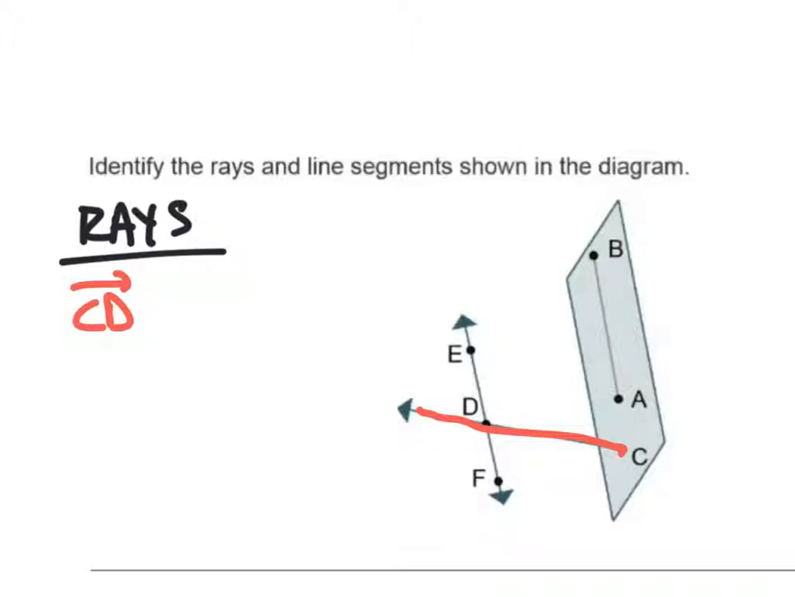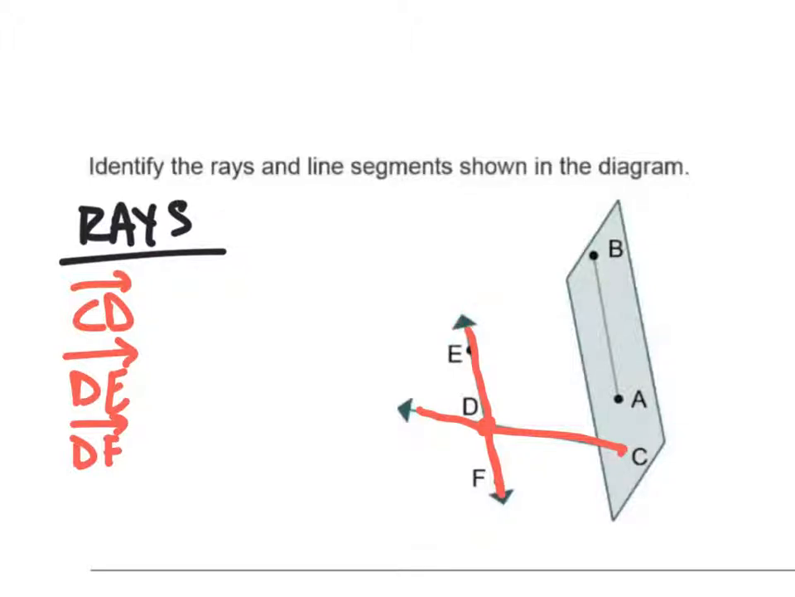Similarly, I could start at point D and go through point E in one direction forever, so I would call that ray DE. I also have ray DF. It starts at point D and goes on forever in one direction. That's pretty much it. You can't start at point D and go through point C forever, because that's an endpoint. It has to have an arrow on the other side.